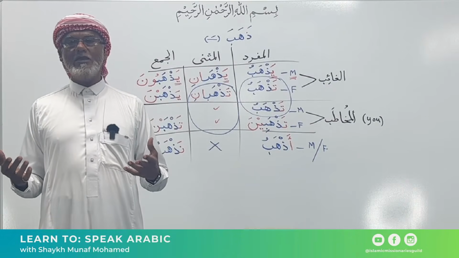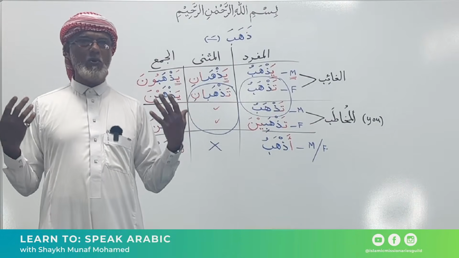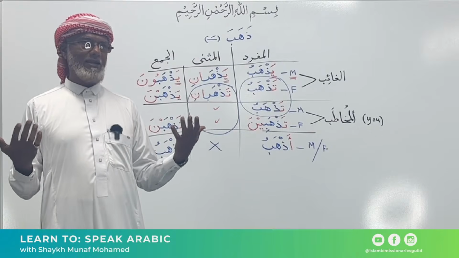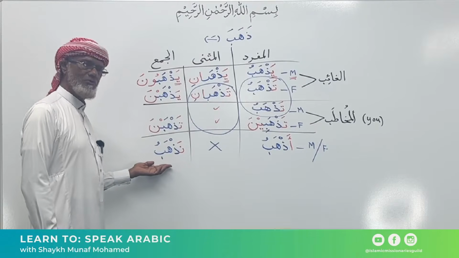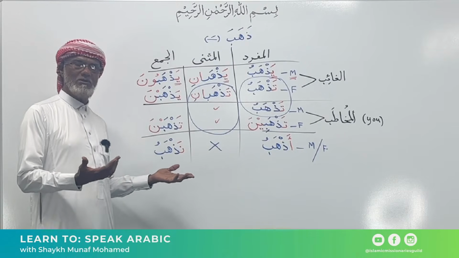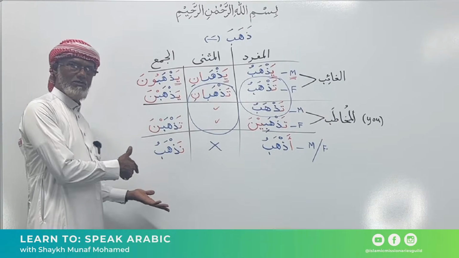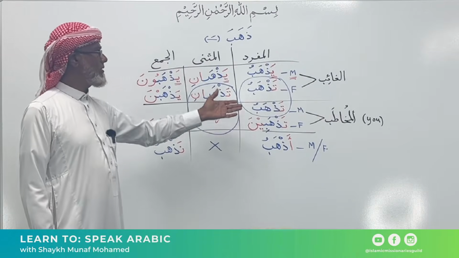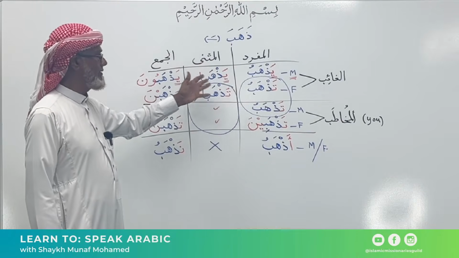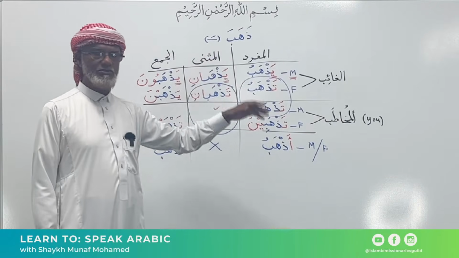All right? You want to ask a question, you just say hal. Are we going? Hal nadhhabu ila al-masjid. Are we going to the masjid? Hal nadhhabu ila al-masjid. All right? You could make questions by using hal. Hal tadhhabu ila so and so.